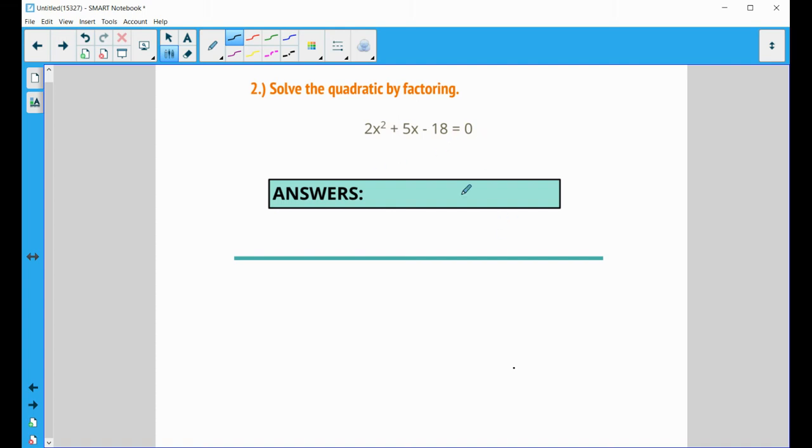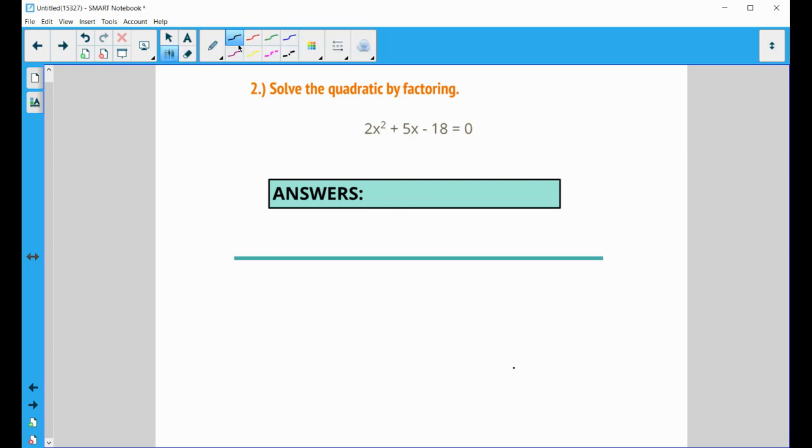All right, let's take a look at number 2 on the homework. So we are going to solve by factoring. I know that because there are two terms with the x and it has a c value. So I know I need to factor by grouping or use the AC method.